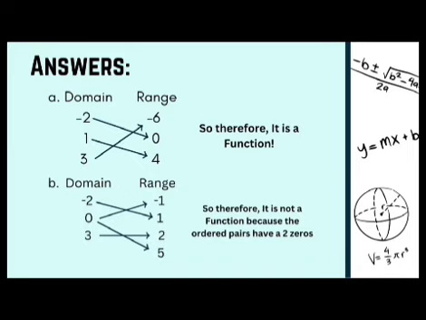Letter A: domain -2, 1, 3; range -6, 0, 4. So therefore, it is a function. Letter B: domain -2, 0, 3; range -1, 1, 2, 5. So therefore, it is not a function because of the ordered pairs with two zeros.